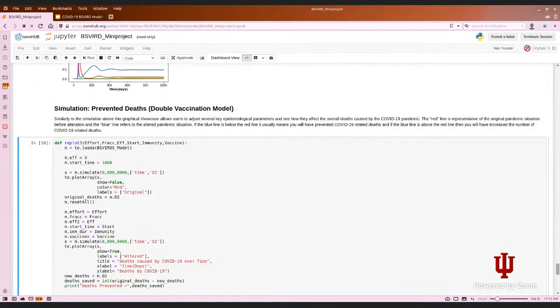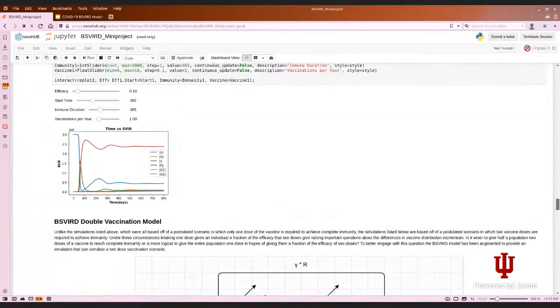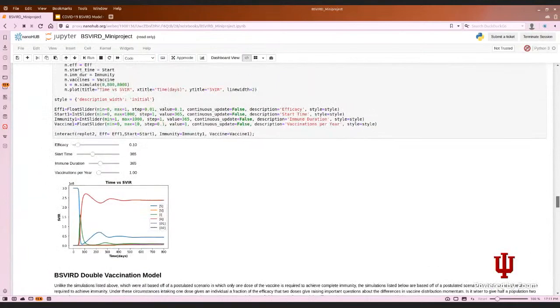But we can look at some of the other figures and change some of the stuff if you want.